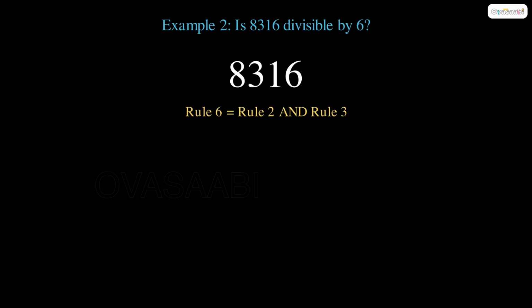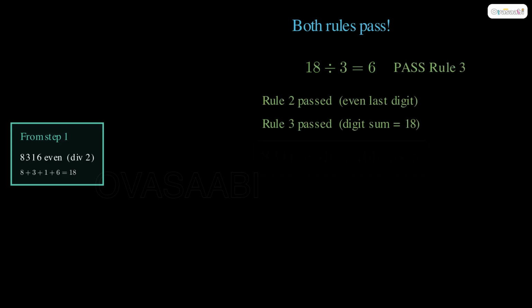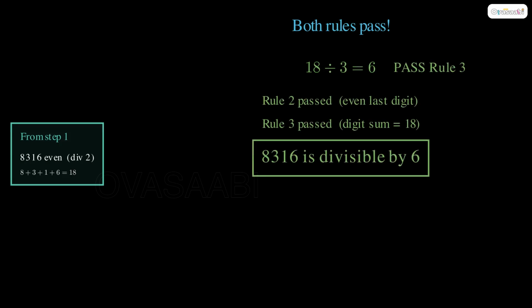Worked example 2. Is 8,316 divisible by 6? 6 means we test for 2 and 3. First, the last digit is 6, even, so it passes 2. Now sum the digits. 8 plus 3 plus 1 plus 6 equals 18. 18 divides by 3. Both tests pass, so 8,316 divides by 6.